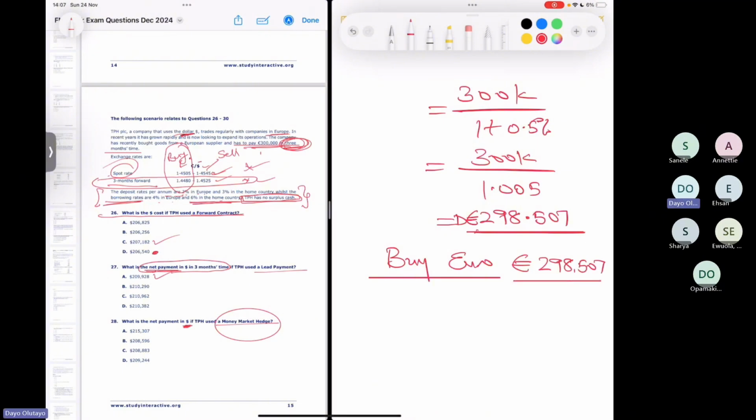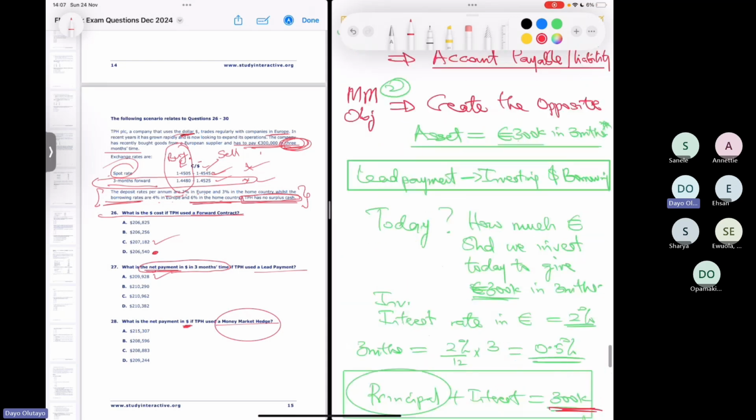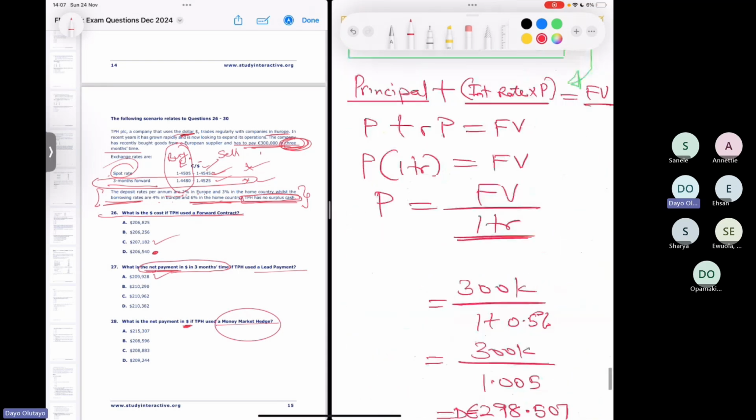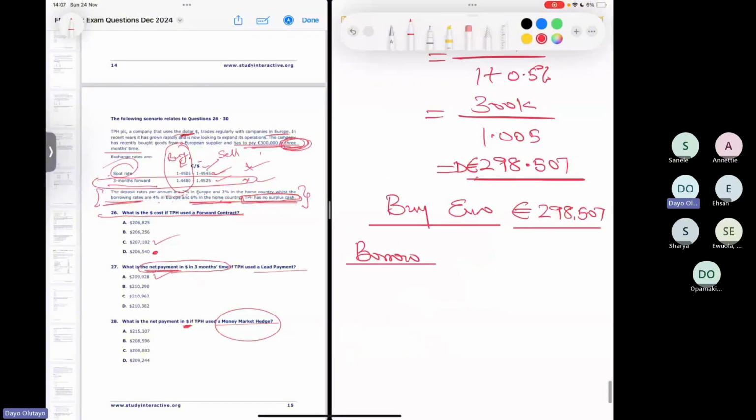But remember, no surplus cash. And what does that tell you? I have to borrow. Am I going to borrow foreign currency or local currency? I have a liability to settle in the future that is already foreign currency. I can't pay in the future, so I cannot be borrowing another foreign currency for sure. So I need to borrow local currency.